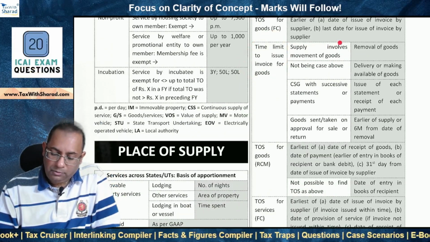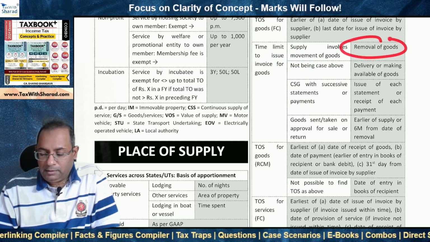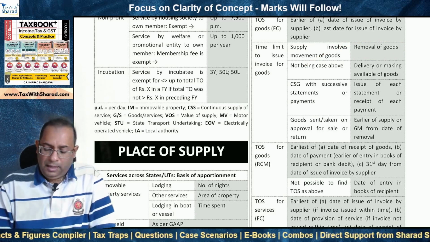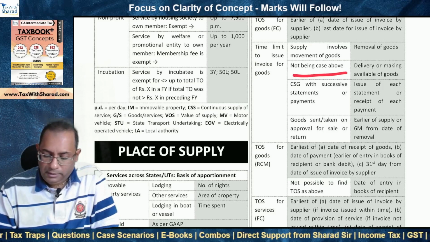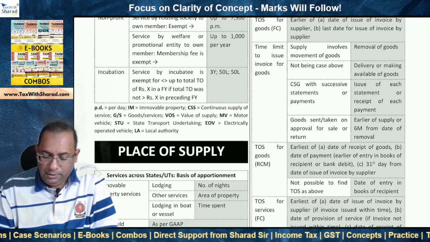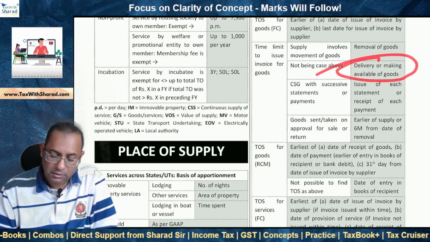Where the supply involves movement of goods, invoice should be issued latest by the date of removal of goods. That means before or at the time of removal of goods. If it is not the case above, that means where supply does not involve movement of goods, time limit to issue invoices is before or at the time of delivery or making available of the goods.